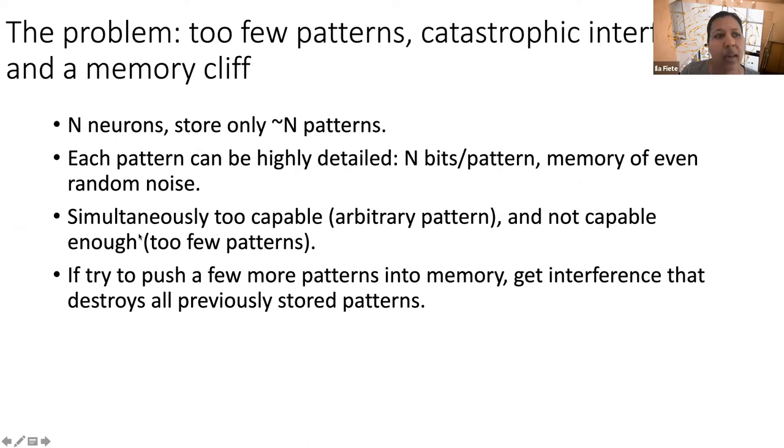So this is a system that's simultaneously too capable and not capable enough from a biological perspective. And finally, there's this notion of the memory cliff, which is if you try to pack in beyond a certain point, if you add one more pattern into the system, it actually destroys the memory of all the patterns that are in there. Okay, so these are a few dimensions in which maybe these models are not accurate models of memory in biological systems. And the question is, can we build alternative models of memory that could serve as better models?